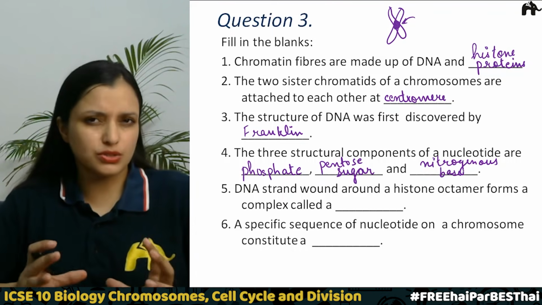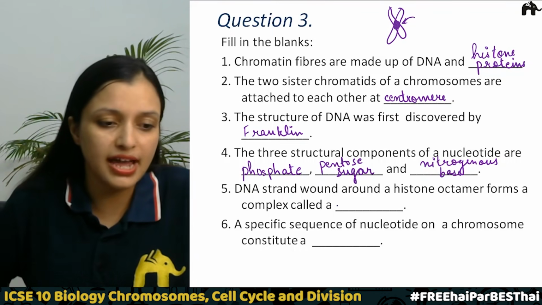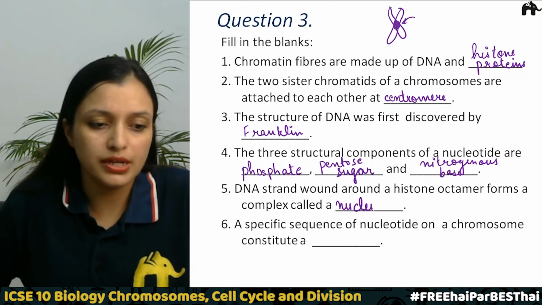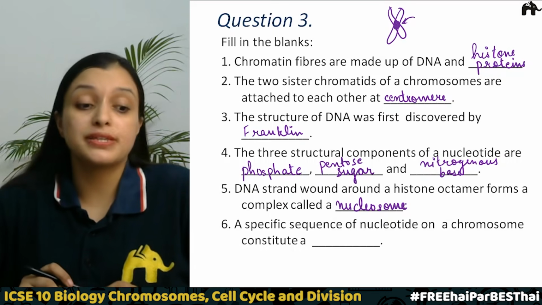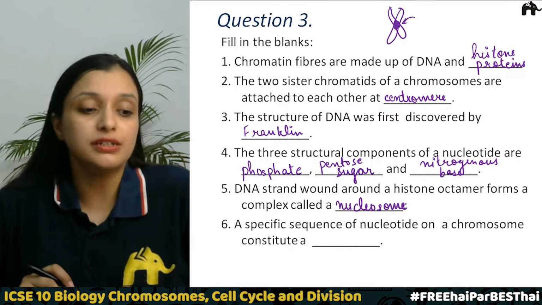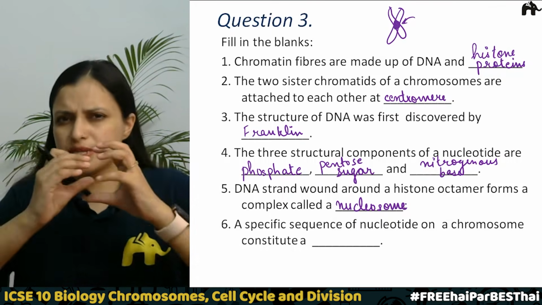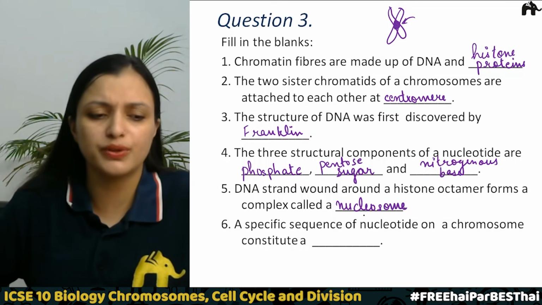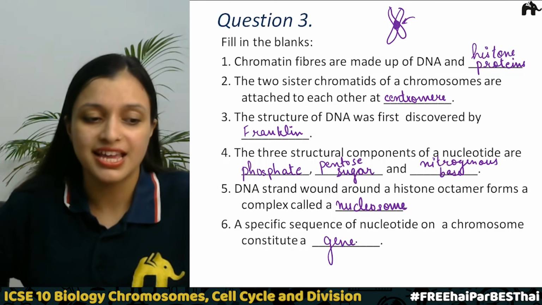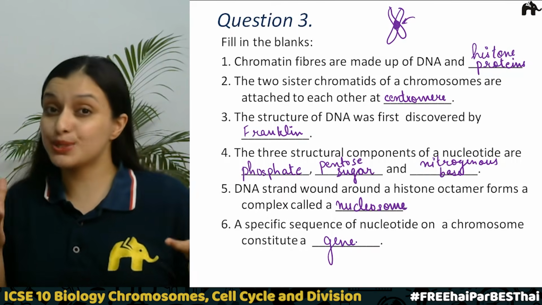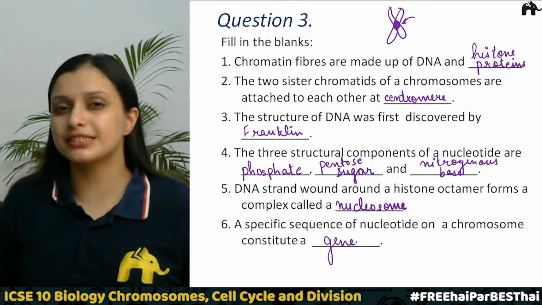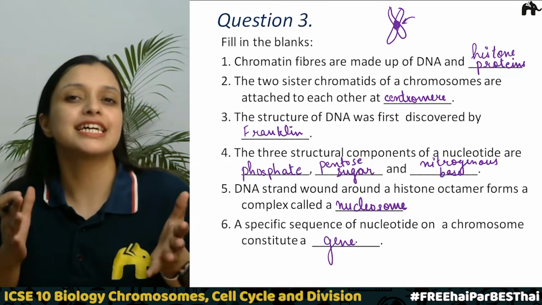Okay, the fifth one: a DNA strand wound around a histone octamer forms a complex called as. What is this complex called? This is called nucleosome. Now the sixth one: a specific sequence of nucleotides on a chromosome constitutes a specific. What do we call it? We call it gene, right? I hope these were simple and easy, because we already discussed the chapter in great detail.